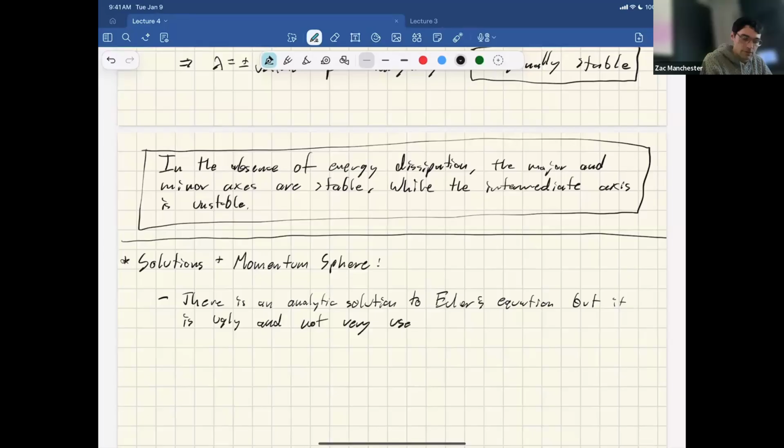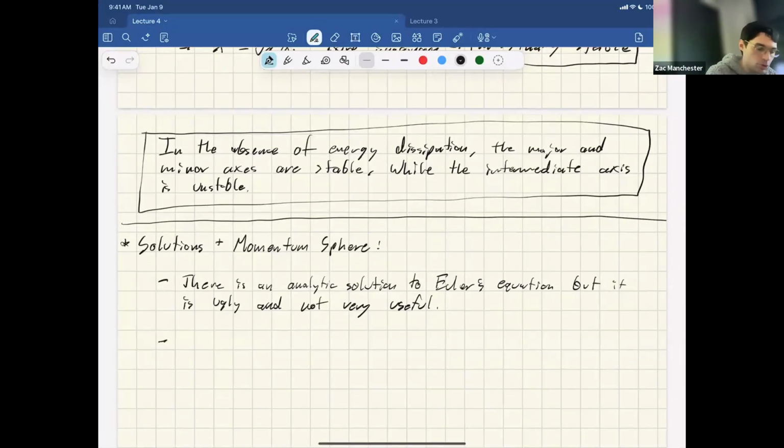I would say the main reason it's not very useful in an engineering sense is that as soon as you add any kind of perturbation or add control torques or anything else, it breaks the analytic solution. So you've got to use numerical integration anyway. So we're not going to bother with it. Usually we'll use a Runge-Kutta method on a computer.